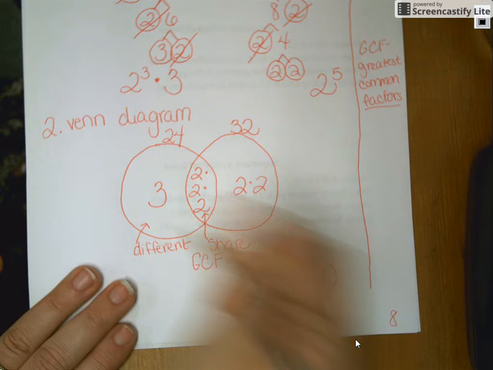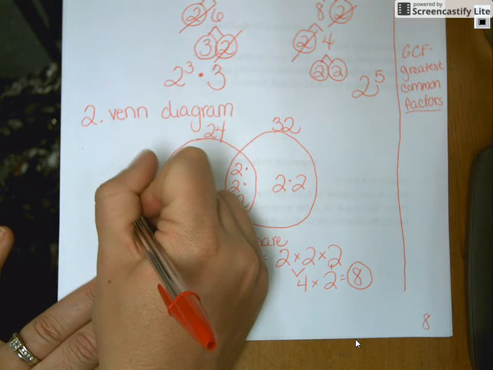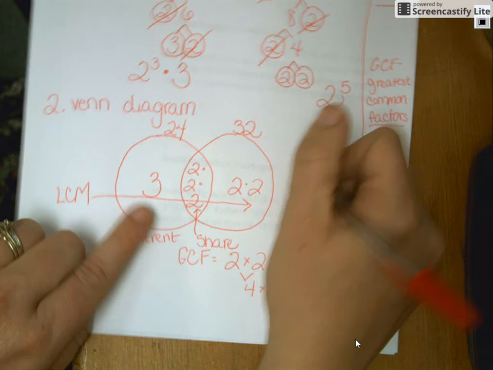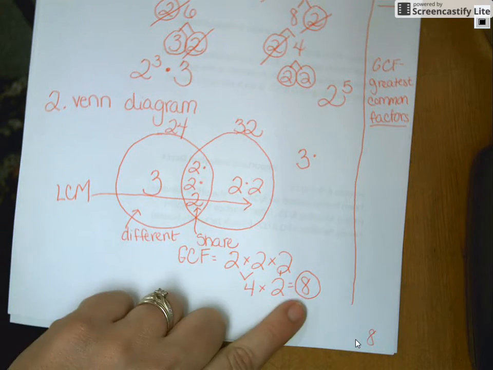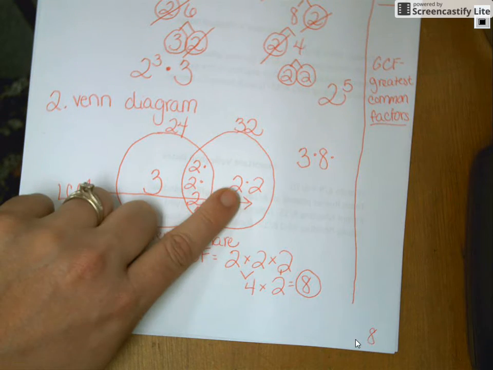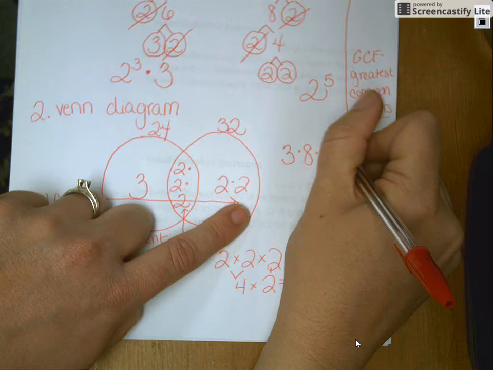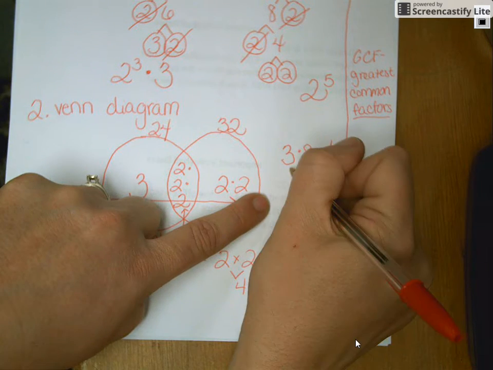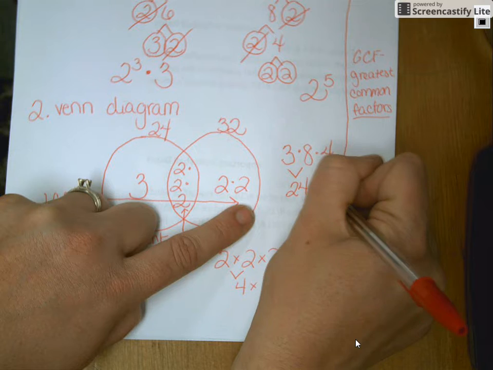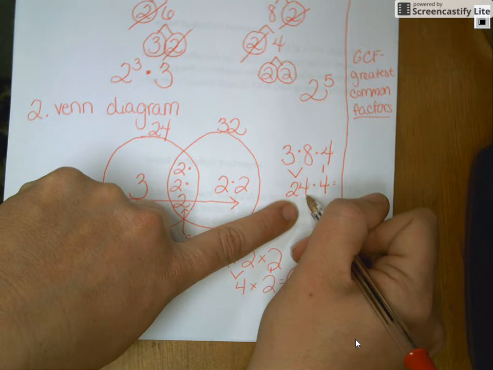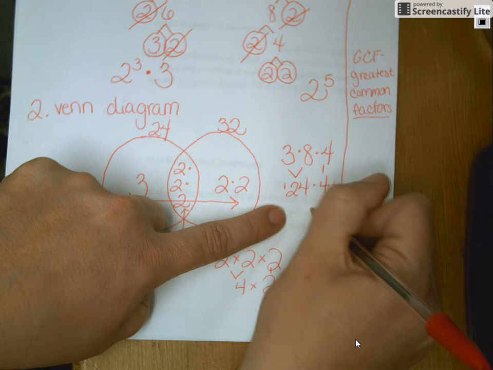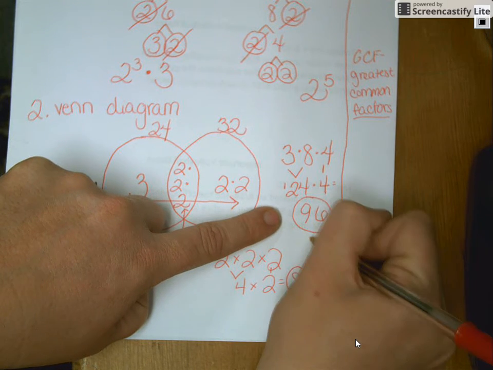Now, to find my least common multiple, or my LCM, I multiply all of these numbers together. So I have 3 times 8. We just found out that this multiplied together is 8, times 2 times 2, which is 4. So when I multiply 8 times 3, I have 8, 16, 24, times this 4. 4 times 4 is 16. 2 times 4 is 8, plus 1 more is 9. And so my least common multiple is 96.